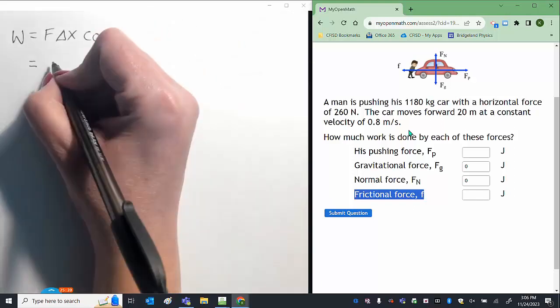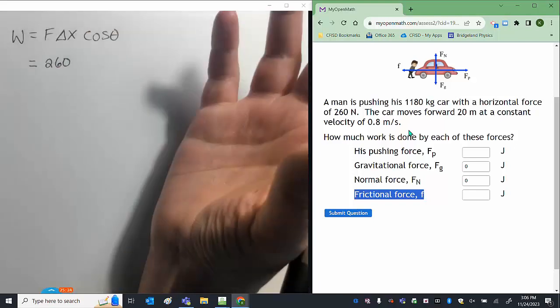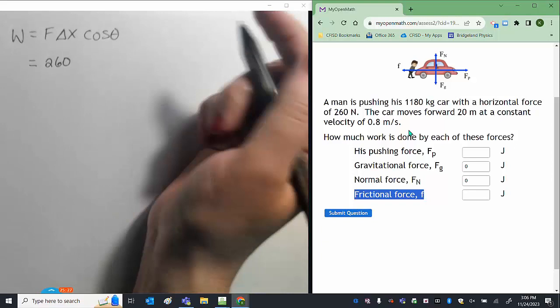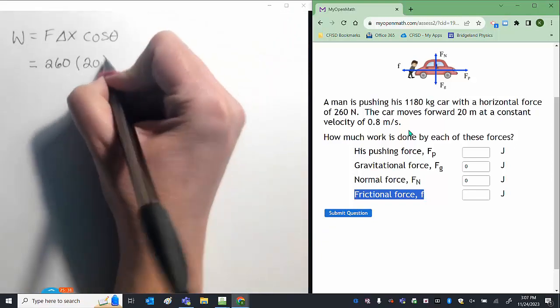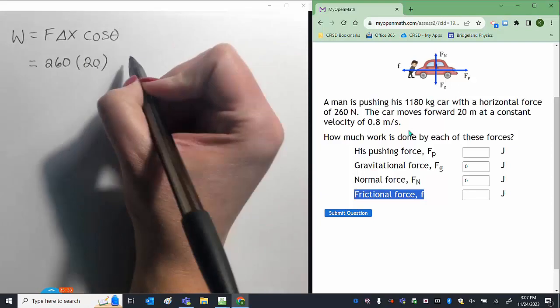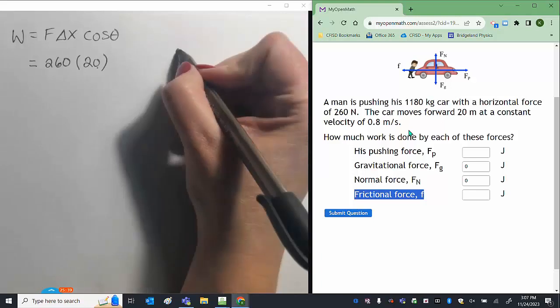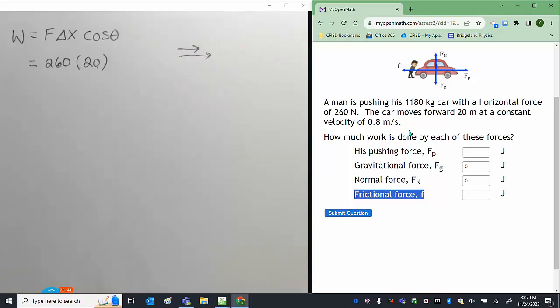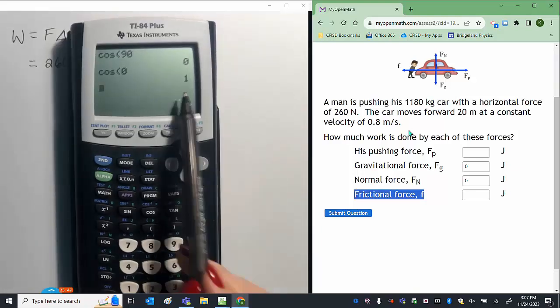So they tell me that we're pushing this car with a force of 260 newtons. We don't need the mass. It's just extra information. I know that they're pushing it with this amount of force for 20 meters. So there's my force, there's my displacement. Again, if you want, you can type in times cosine of 0, because it's in the same direction. The direction of my force and the direction of my displacement are 0 degrees from each other. But again, you don't need to type that.